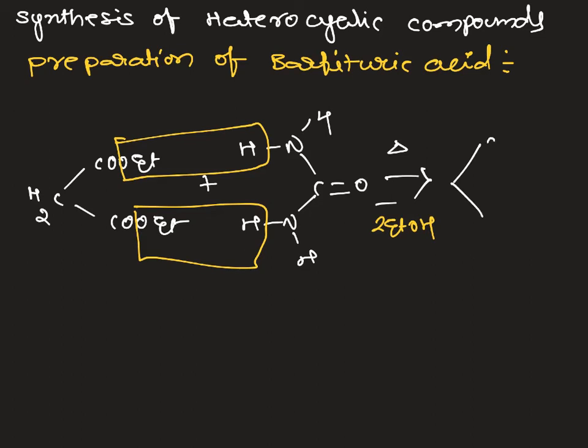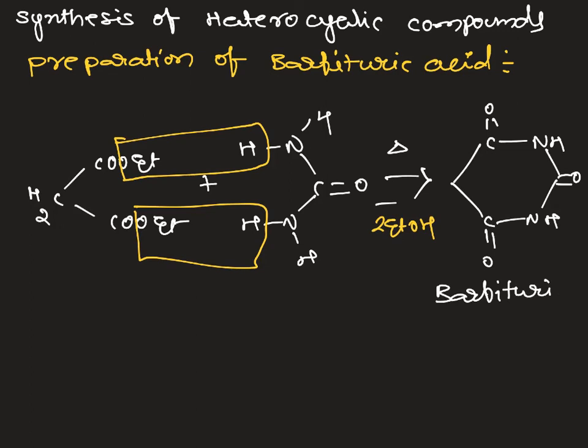Here CO, and the CO is attached to NH, CO, NH, and this is called barbituric acid or malonyl urea. It is a malonic ester, and its corresponding urea is malonyl urea. It is commonly called barbituric acid. It is a condensation reaction between diethyl malonate and urea that gives barbituric acid.